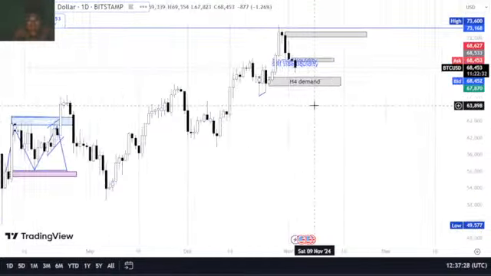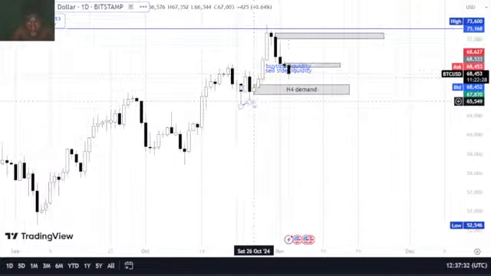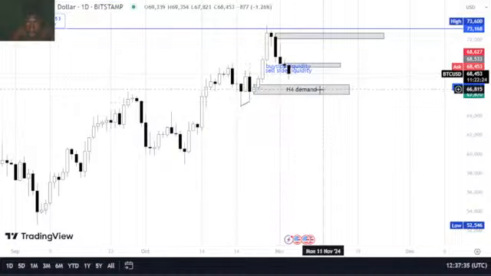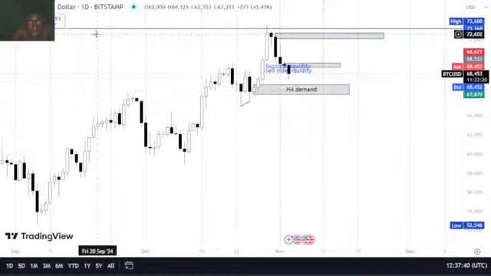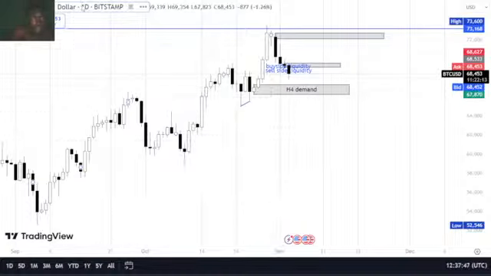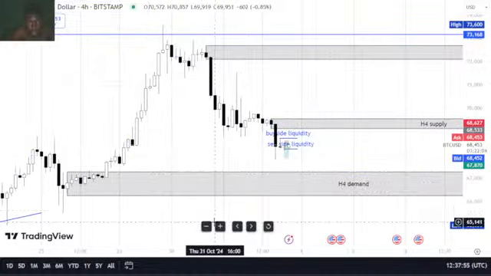Yes, so as you can see, this is what we are trying to target, the H4 demand zone. See, this is the H4 demand zone we are trying to target. Let's go to the H4 so you see what I'm trying to talk about. Okay, so this is the H4 demand zone.